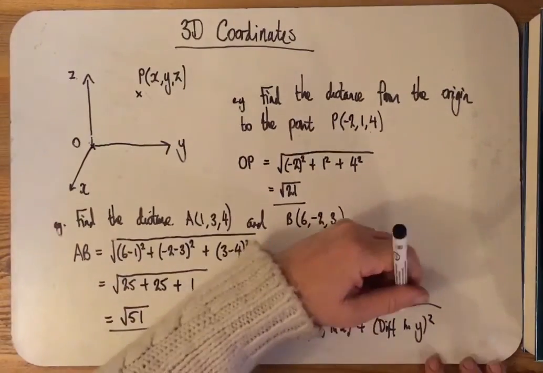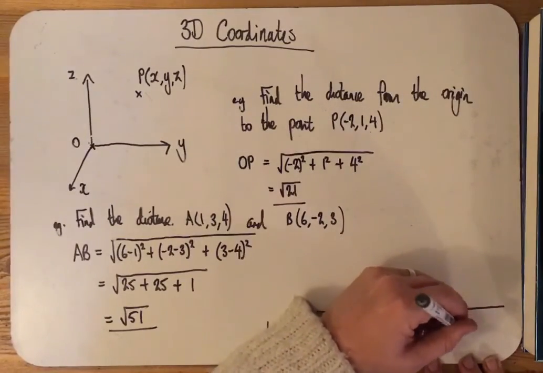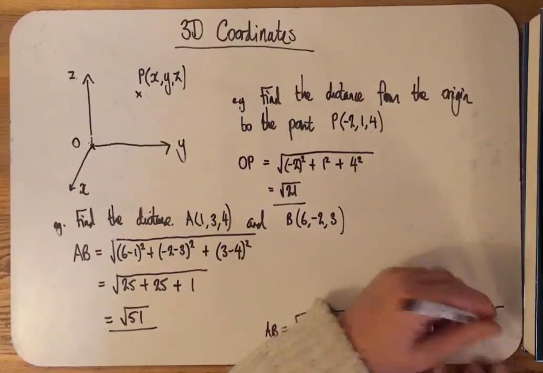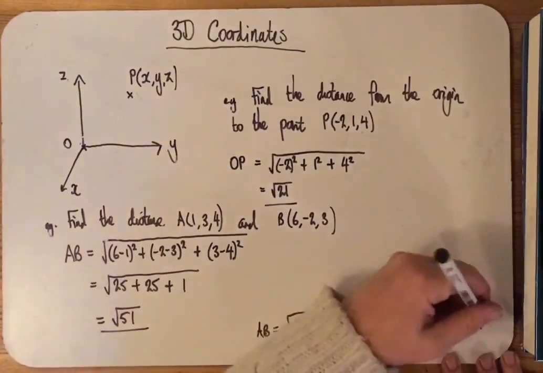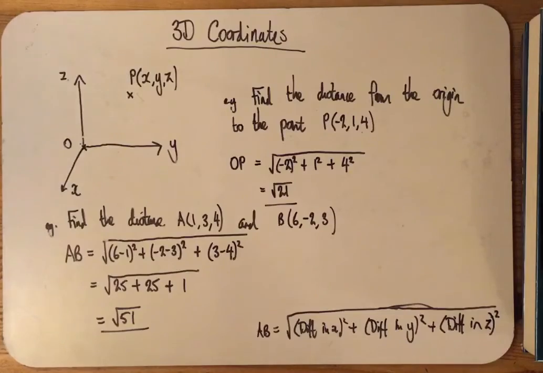So this just extends to 3D. We just need to add in difference in z squared at the end. So that should be really straightforward. I've just set you a few questions on that, and then we'll just move that into thinking about vectors instead of coordinates.